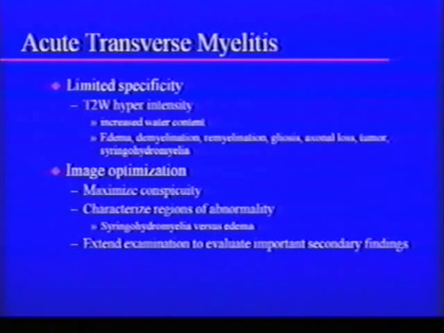So when you talk about MRI and increasing the specificity, you also want to look at some of the secondary findings, A, and B, you need to make sure that you optimize your imaging. You want to be able to pick up the lesions that are there, you want to be able to characterize them, and you want to also look at the other areas on the scan that might give you some clues as to what's causing that bright signal.